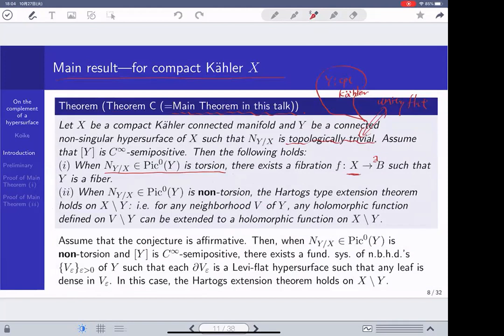The second assertion is for the case where the normal bundle is non-torsion. In this case, the Hartogs type extension theorem holds on X set minus Y. It means that any holomorphic function defined on the neighborhood of the boundary can be extended. In this case, it can be rewritten as follows. For any neighborhood V of Y, any holomorphic function defined on V set minus Y can be extended to a holomorphic function on X set minus Y. This is Theorem C.